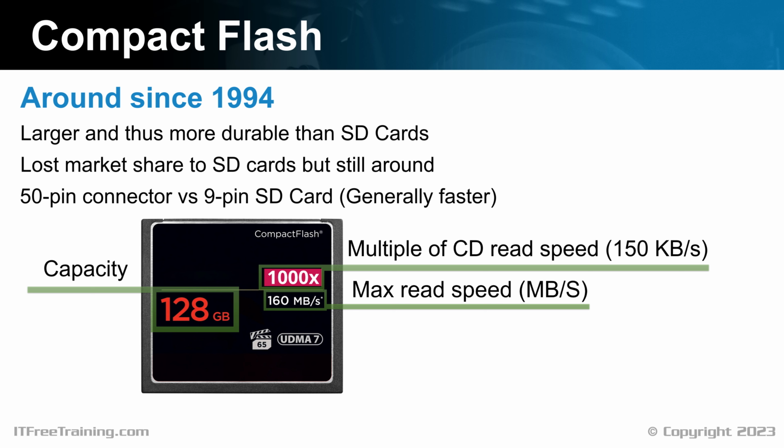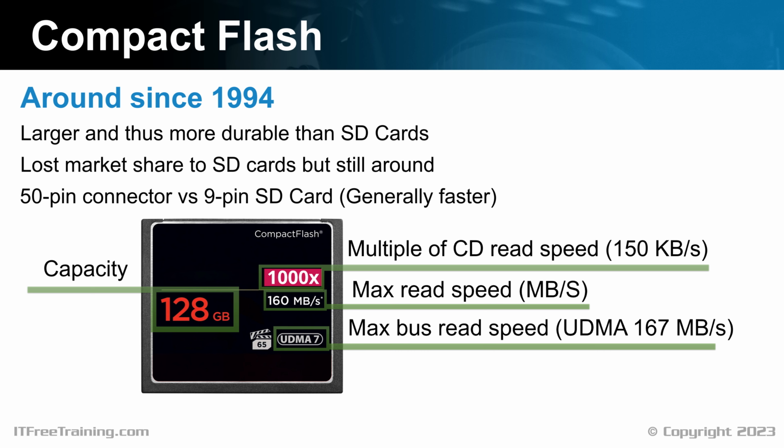The next specification is UDMA, which stands for Ultra Direct Memory Access. This is basically a specification of how fast the bus from the device to the compact flash card is. In the case of UDMA 7, this is 167 megabytes per second.